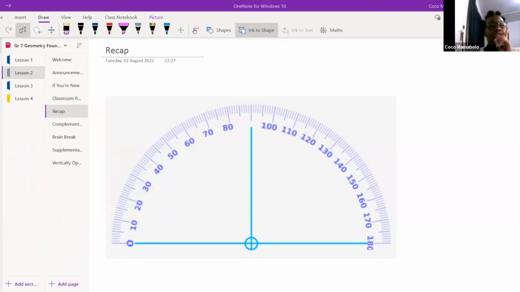All right, now the first thing we're going to notice on our protractor that I've got here on my screen is that there's a dot right here in the middle, right there.